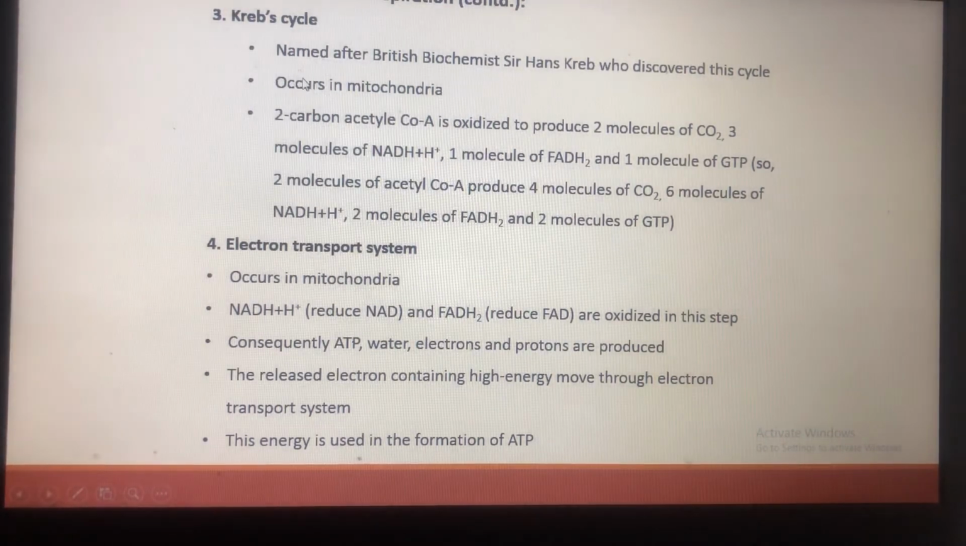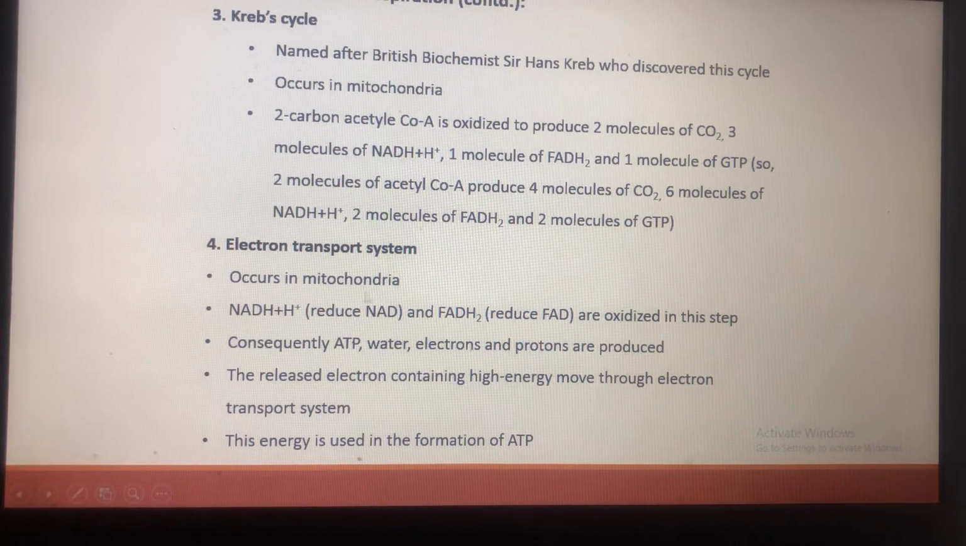Our last stage of aerobic respiration is the electron transport system, which also occurs in mitochondria. Here, the NADH plus H plus, the reduced NAD, and FADH2, which is the reduced FAD. You need to know the abbreviation of these terms. So FAD stands for flavin adenine dinucleotide. It is very important that you memorize all of these terms with the correct spelling and everything.